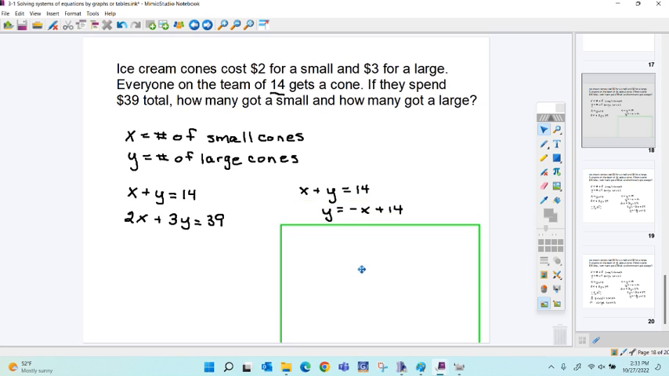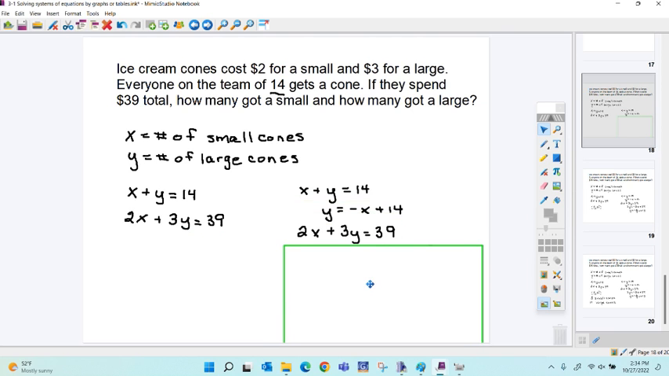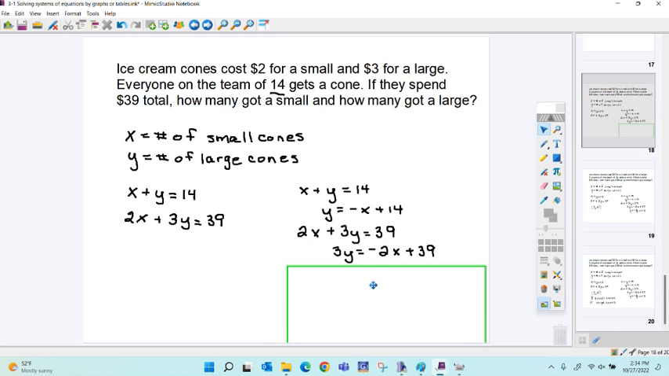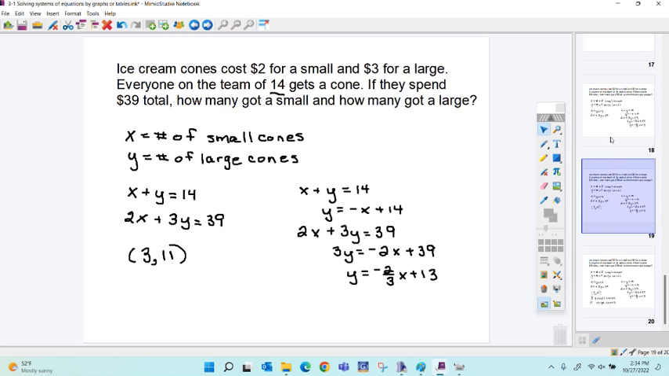All right. If we want to solve this one for y, we get 3y equals negative 2x plus 39, because you take away 2x from both sides and then divide by 3. That's what I got. Yeah.